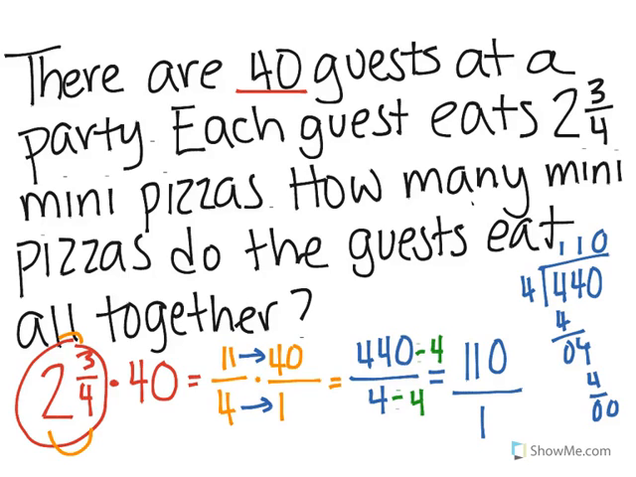So how many mini pizzas do the guests eat all together? Remember, this is a word problem, so your answer has to be in the form of a sentence. I don't have enough room to write it, but my answer would be, the guests eat all together 110 mini pizzas. Do we have to read it as a fraction? That 1 is the same as just having 110, so we can just say 110 mini pizzas.